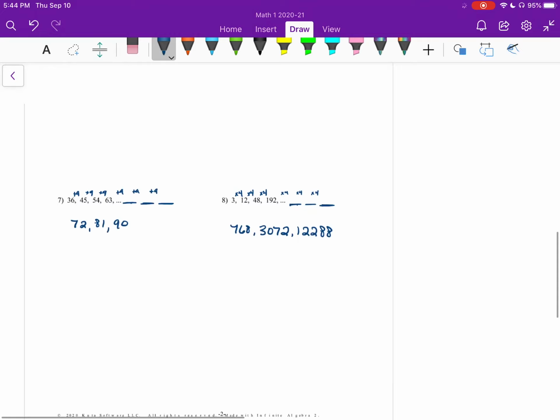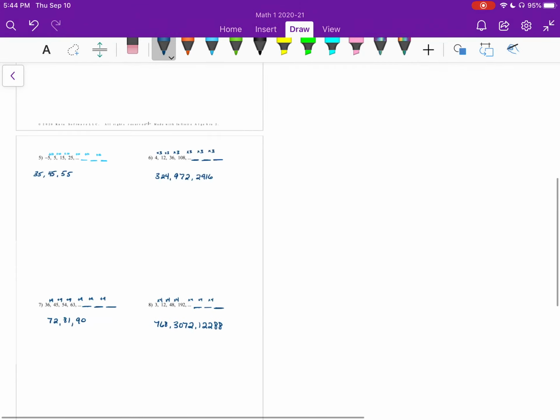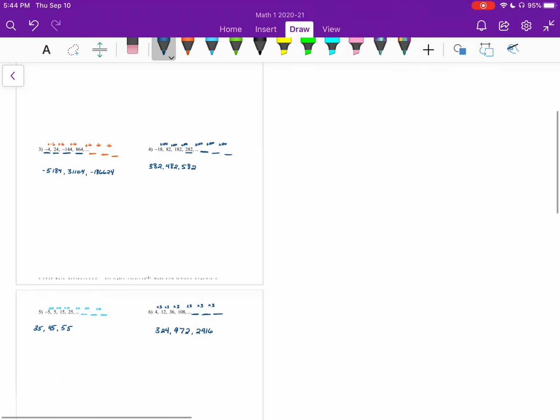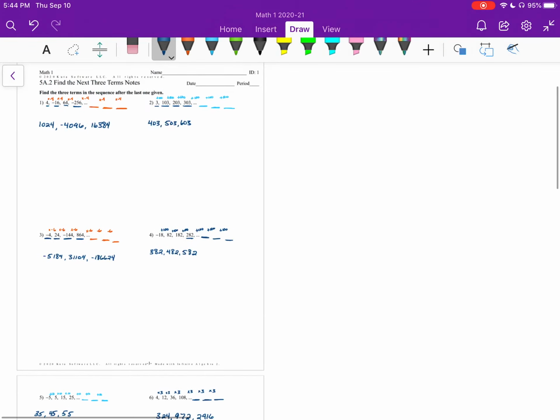Now, something I want to point out on here. On all of these problems, we only had to add or multiply. Later on, you will have to subtract or divide, but we started off with some easy problems.